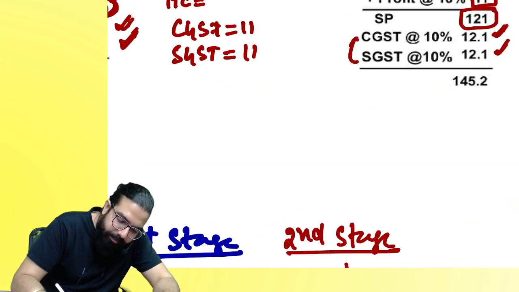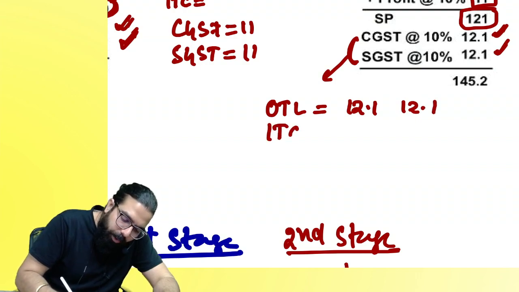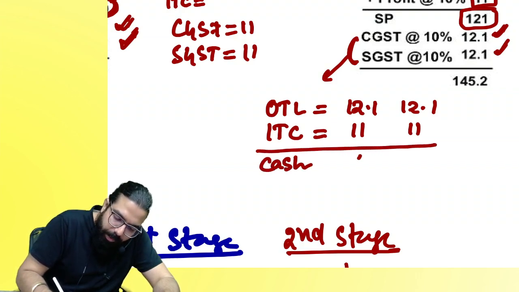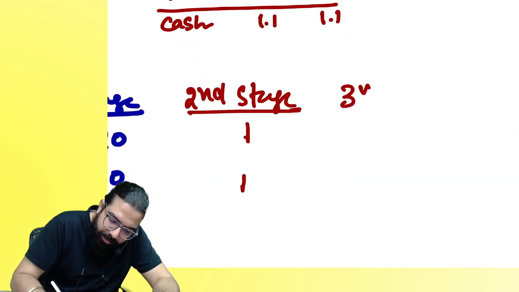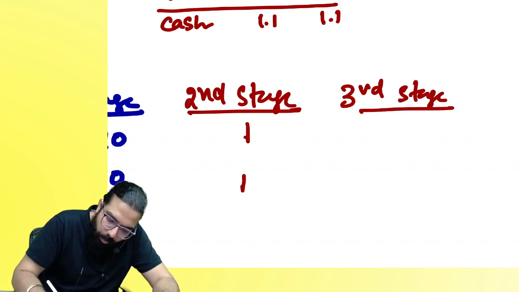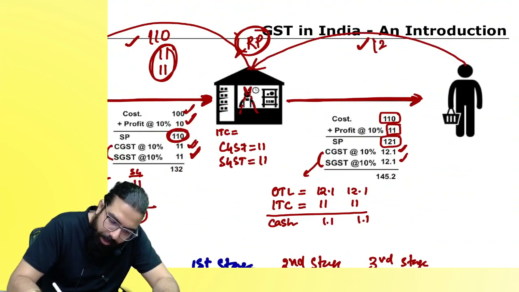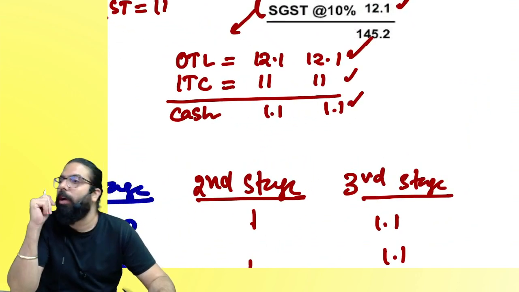Can you tell me what this is? This is my output tax liability, 12.1 and 12.1. Can you tell me the input tax credit, everyone? 11 and 11. Can you tell me how much I will pay to the government by cash? 1.1 and 1.1. Can you tell me in the third stage how much the government got? 1.1 and 1.1. Can you tell me how much the consumer paid me? 121, 12.1, 12.1. I deducted from 12.1 whatever was my credit and I paid the balance to the government.